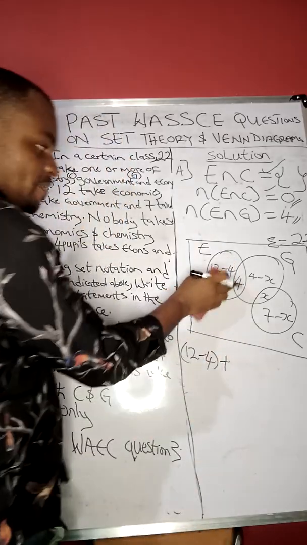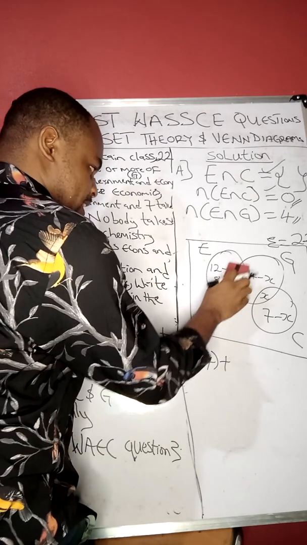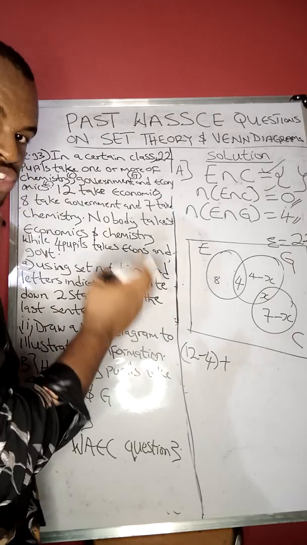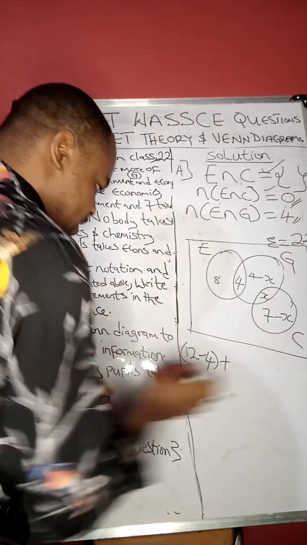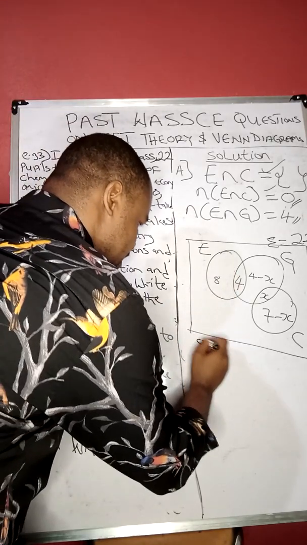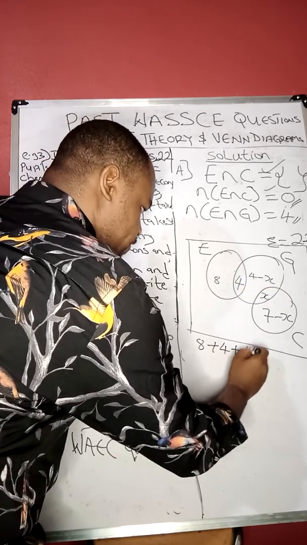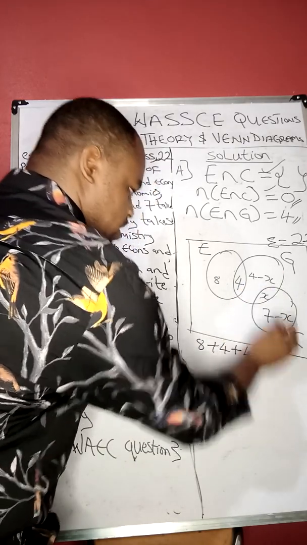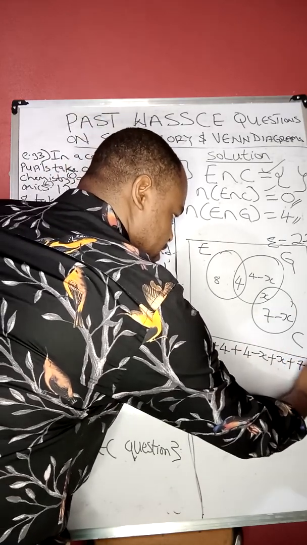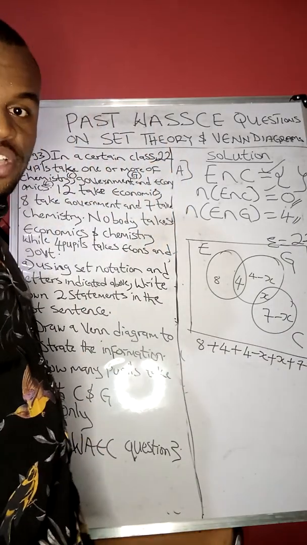Okay, I already have a number here. 12 minus 4 is what? 8. So here is already 8. So I can cancel this 12 minus 4 because it's a known number, 8. I only use that to explain. I'm sure you get that. So I'm having 8 plus what? 4 plus what? 4 minus x plus what? X plus what? 7 minus x must give me what? 22. I'm sure you're following.